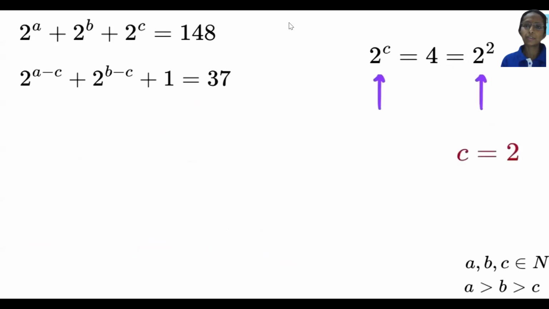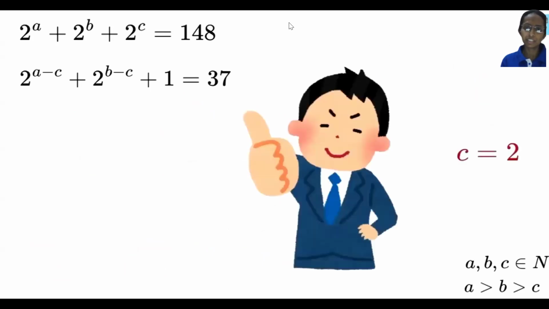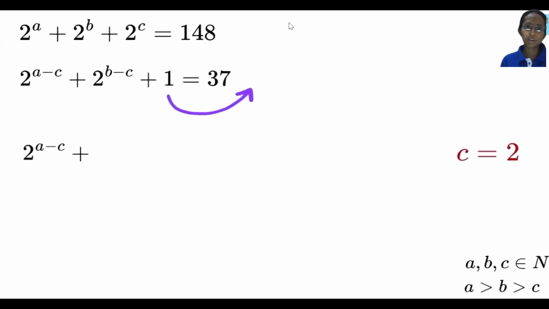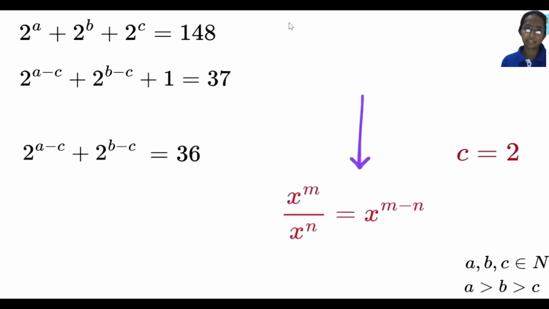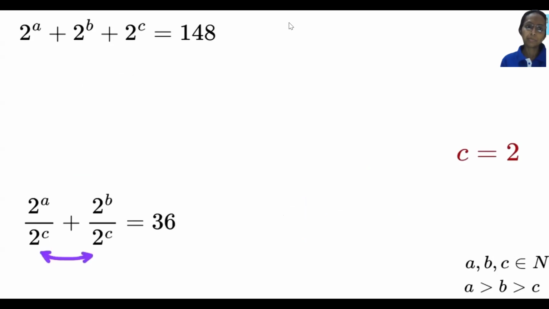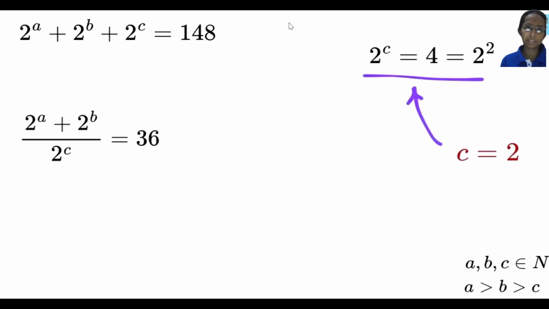Now comparing the right hand side for finding out the value of c, we are having, yes, c is equal to 2. Now, from the second bracket, we can take this one to the right hand side. We are having 2 to the power a minus c plus 2 to the power b minus c is equal to 37 minus 1. That is 36. Again, applying the exponential law, that is x to the power m upon x to the power n is equal to x to the power m minus n, we can write them again as 2 to the power a upon 2 to the power c plus 2 to the power b upon 2 to the power c is equal to 36.